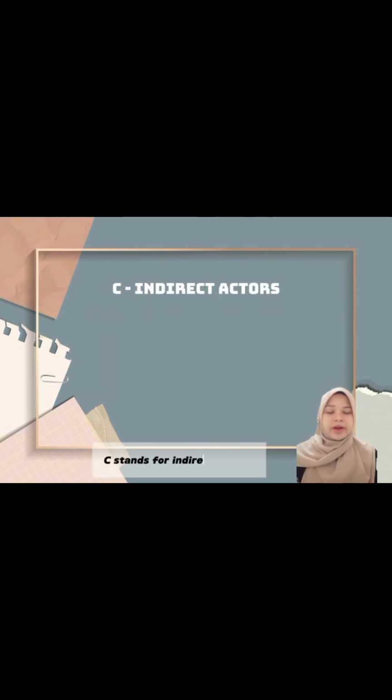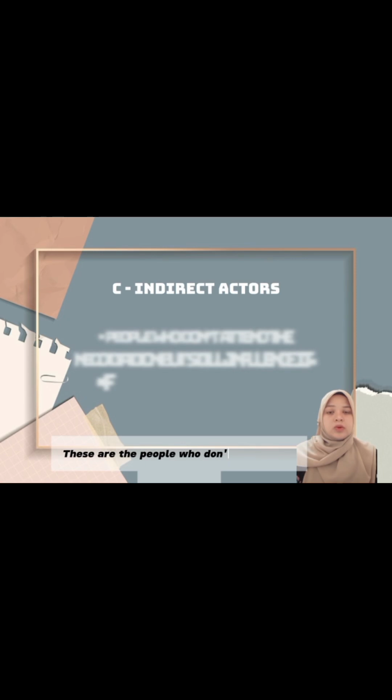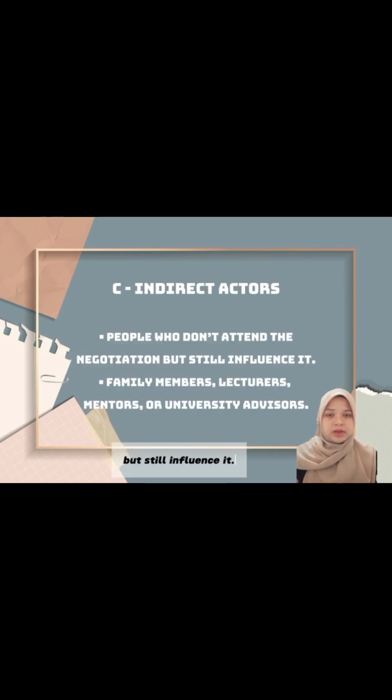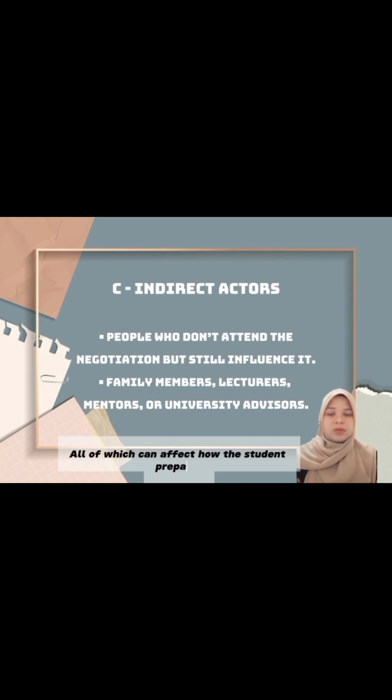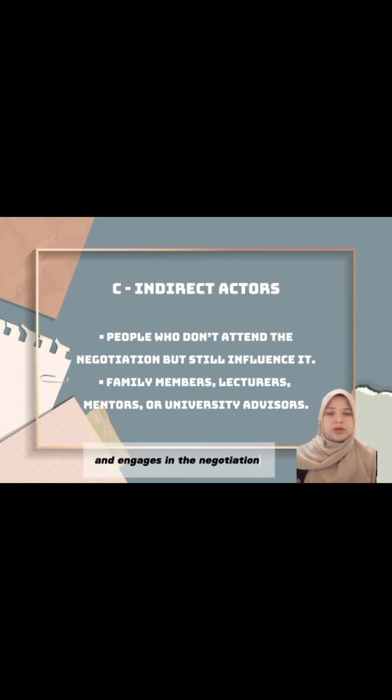C stands for indirect actors. These are the people who don't attend the negotiation but still influence it. This includes family members, lecturers, mentors, or university advisors. They may give advice, share concerns, or shape the student's expectations, all of which can affect how the student prepares and engages in the negotiation.